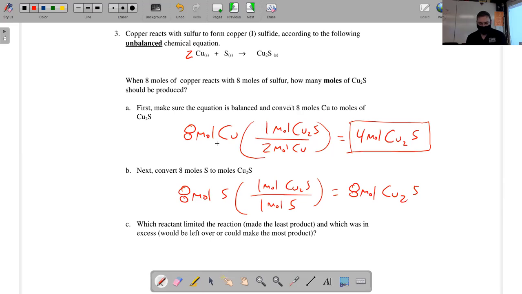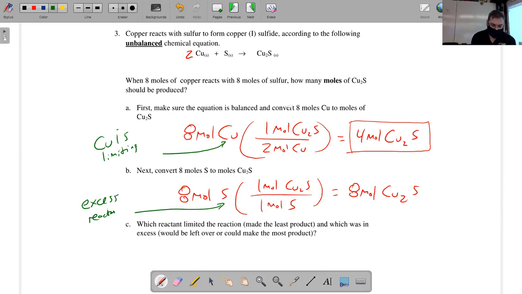So not only is the copper limiting, the copper is the limiting reactant, I also want to know how much of the sulfur is the excess reactant. How much of the sulfur is left over? In other words, how much sulfur does not get used?